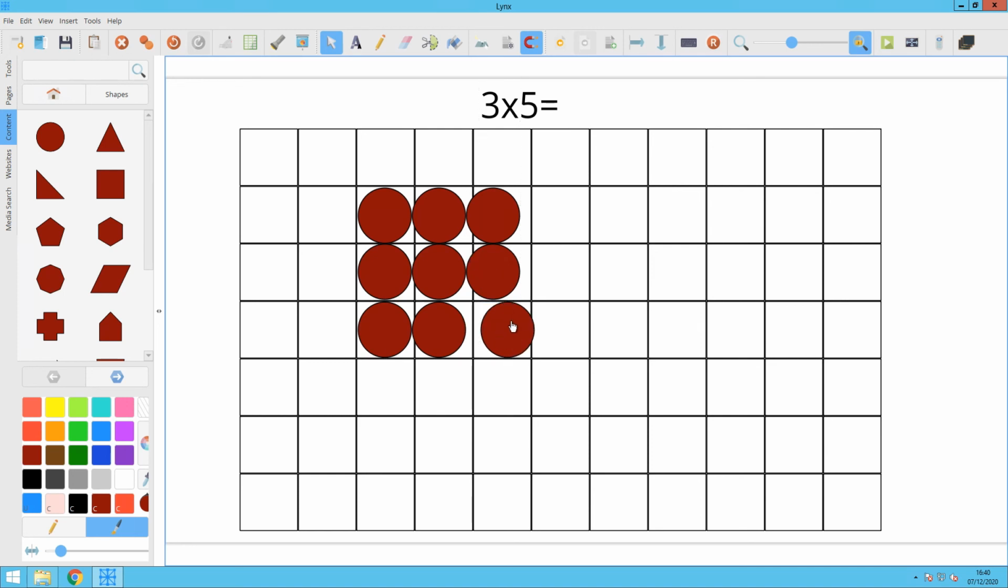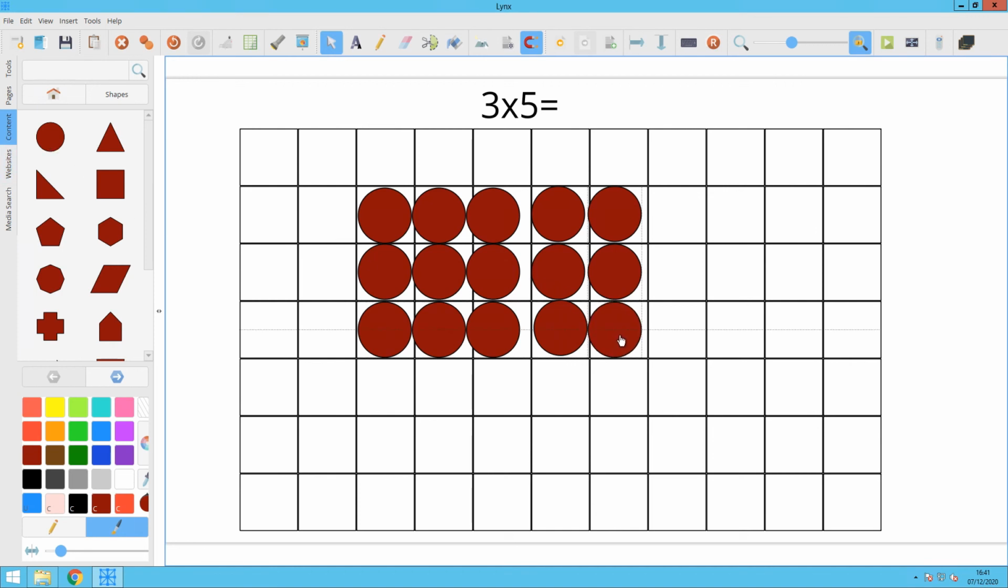Now I've got 3 times 3, 3 groups of 3. Four groups of 3, so 3 times 4. And finally 5 groups of 3, so 3 times 5. So to find the answer here, I'm going to count in 3s. So 3, 6, 9, 12, 15. So I know that the answer is 15.